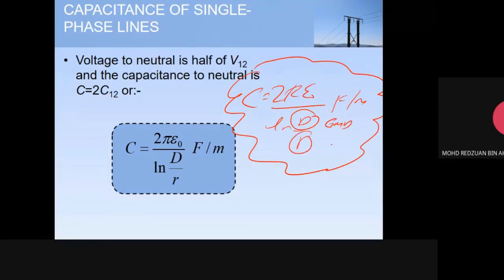This R can be replaced by GMR for three-phase double circuit, or three-phase single circuit. This one is for single phase.